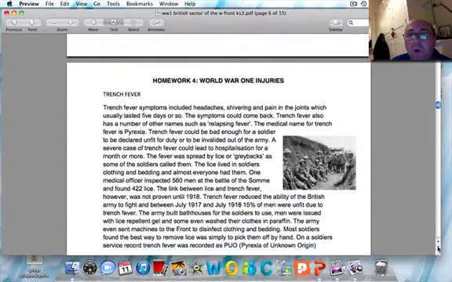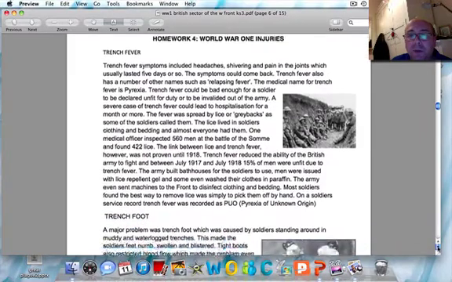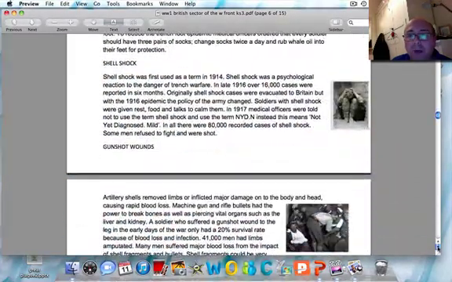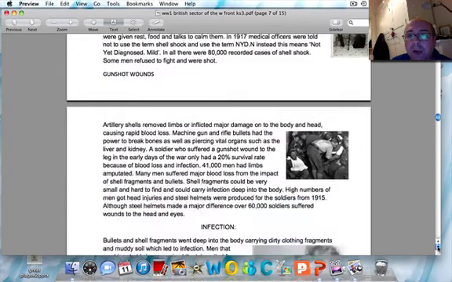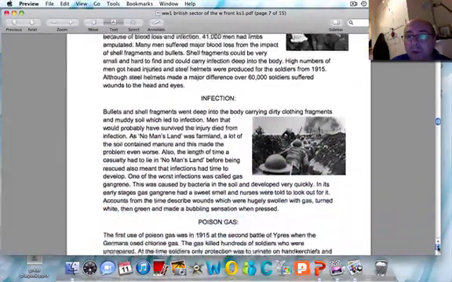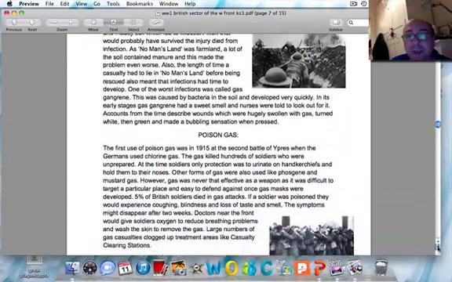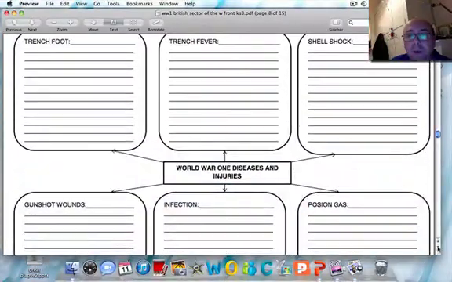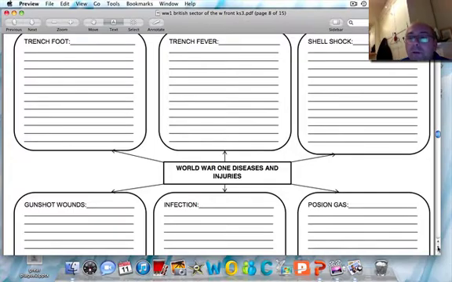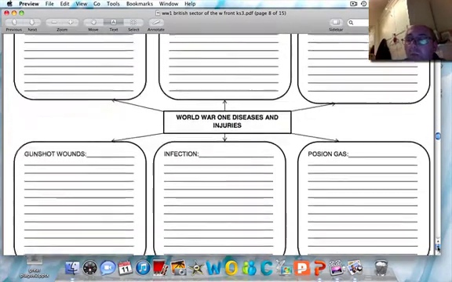Homework 4, World War I injuries. Read through the information sheet that is provided here. It goes through a series of problems that soldiers encountered in the trenches. What we'd like you to do is then make notes on those various different afflictions that the soldiers had: trench foot, trench fever, shell shock, gunshot wounds, infection, and then the consequences of poison gas.